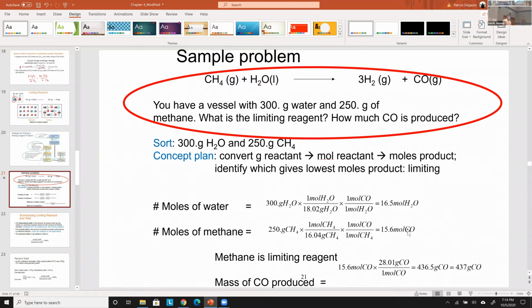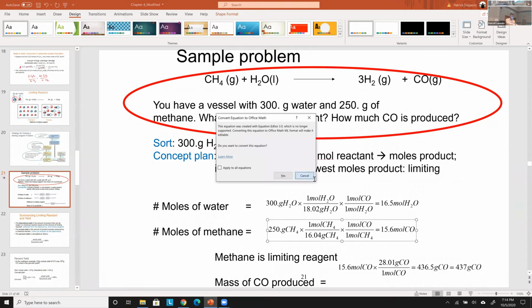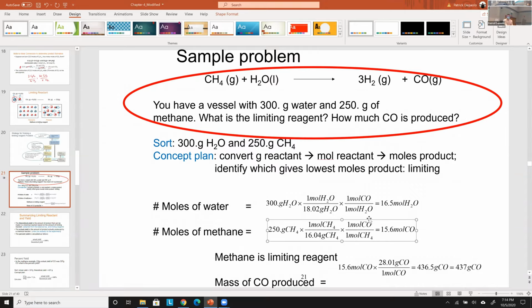Now, some students make the mistake of saying, all right, I have the moles, so methane is the limiting reactant because it has fewer moles. That's not true. It's determined strictly by the amount of product moles that the reactant is responsible for.